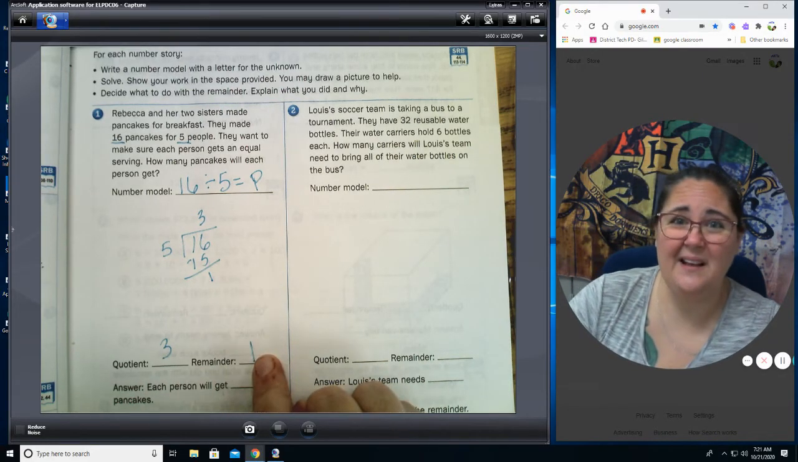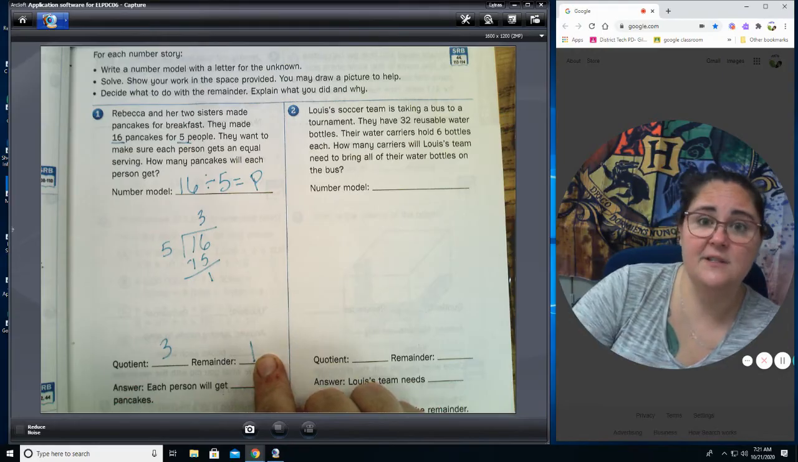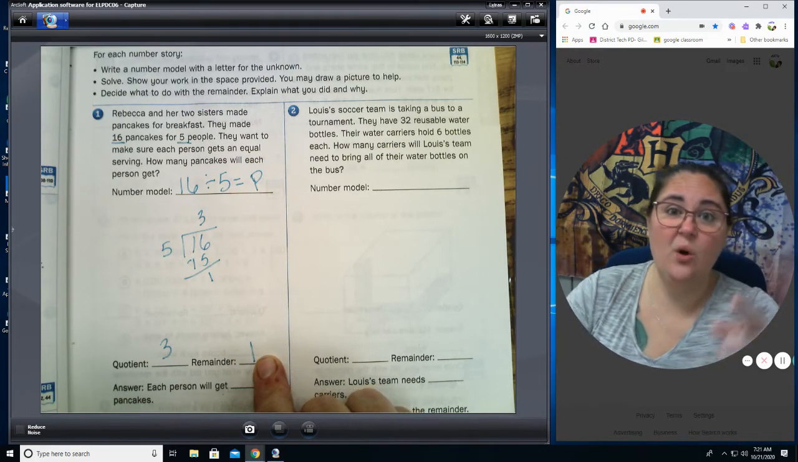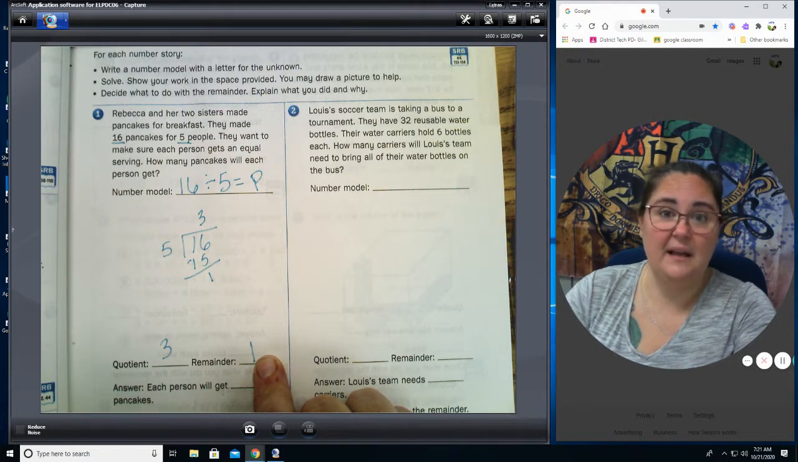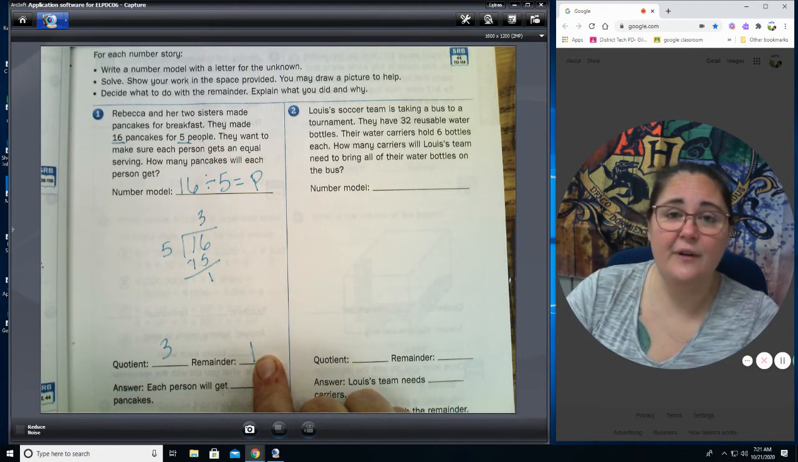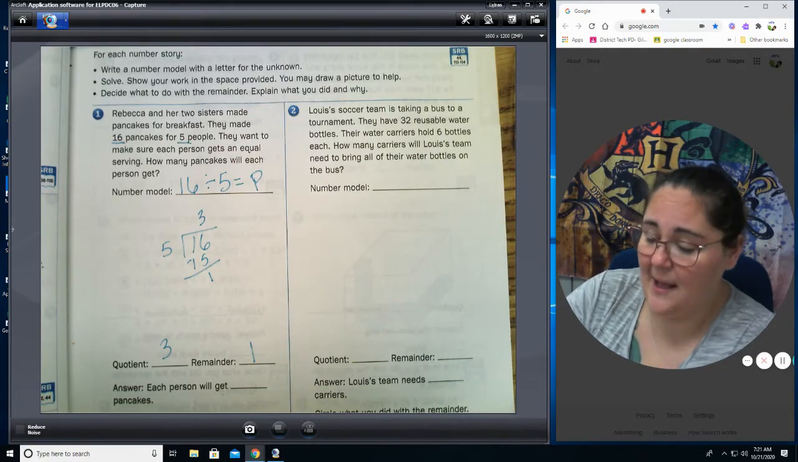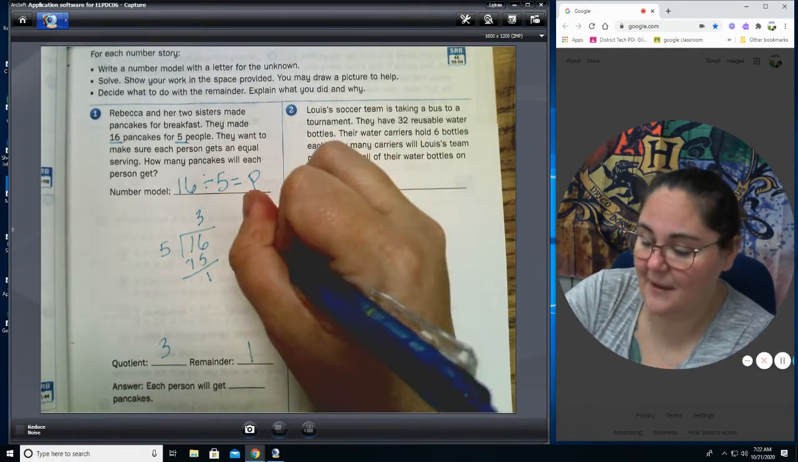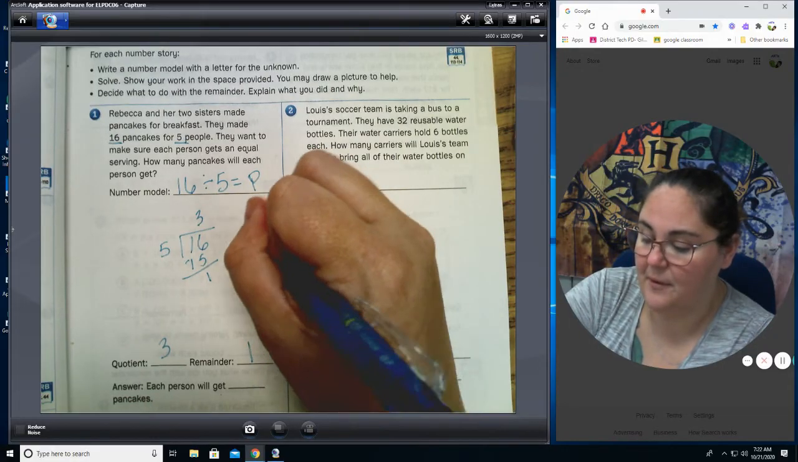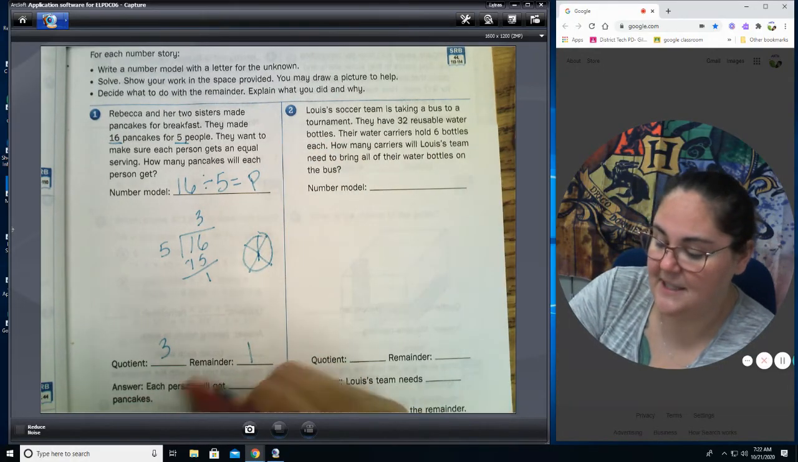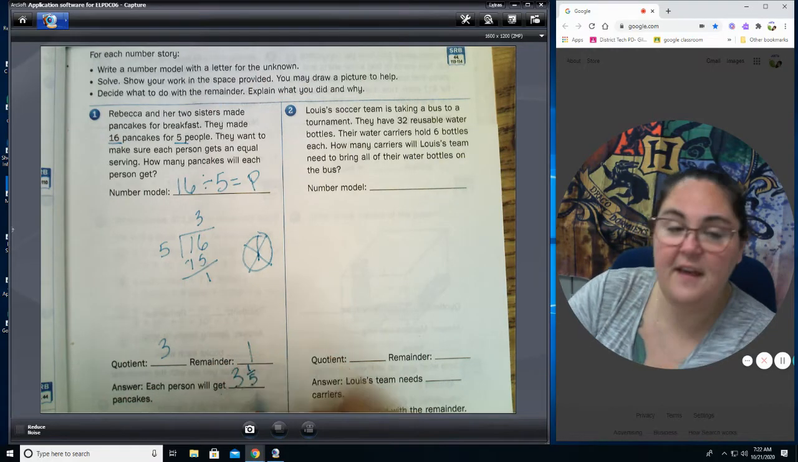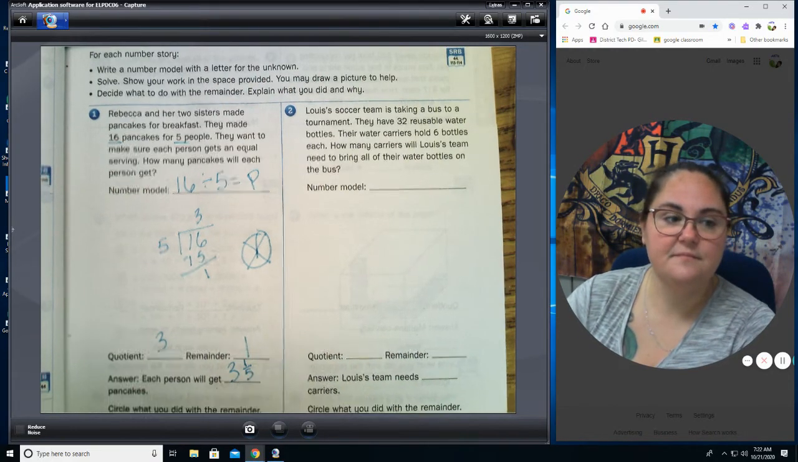But this extra pancake, I don't want to throw it away. It's a waste of money. And it's not fair if I give it to only one person because everyone else will be hungry. So I'm going to make it into a fraction. I'm going to take this last pancake. Okay, this is my last one. And I'm going to split it between the 5 people. That means each person will get 3 1/5 of a pancake.